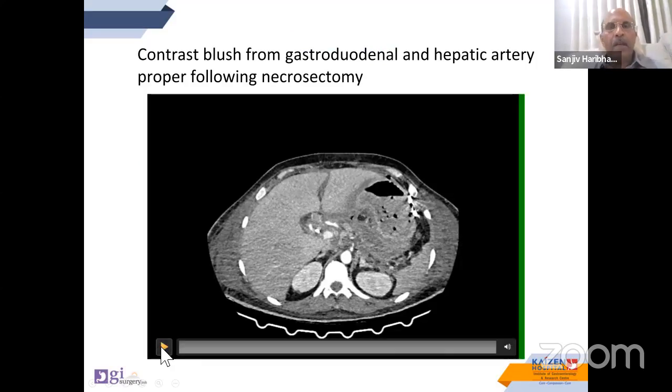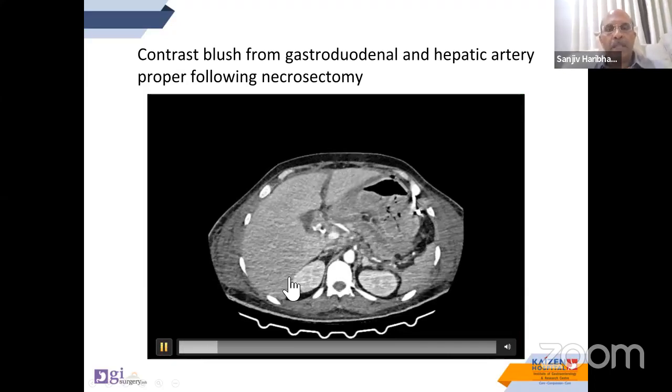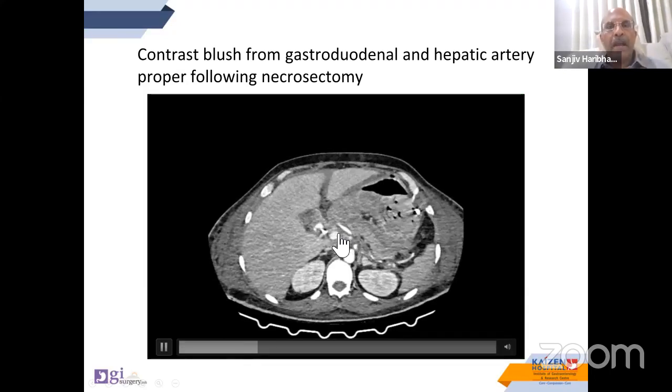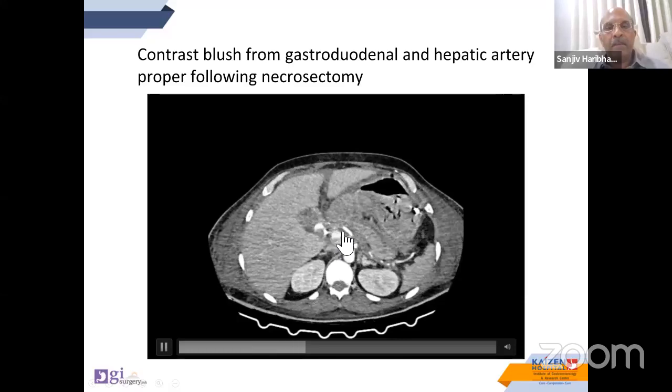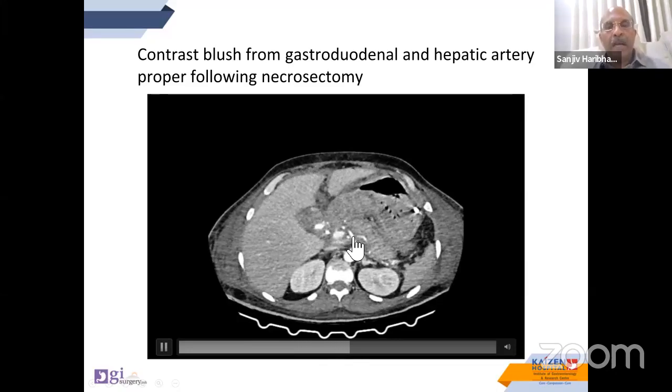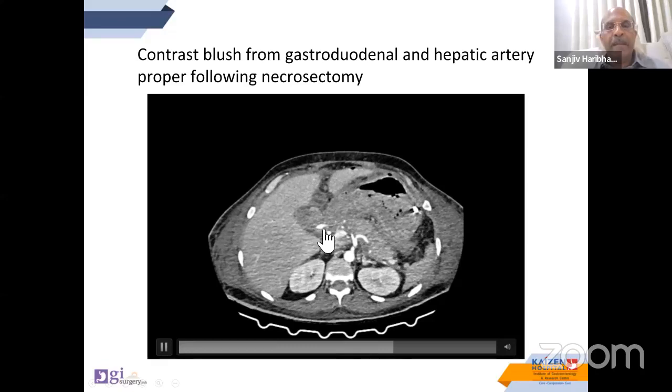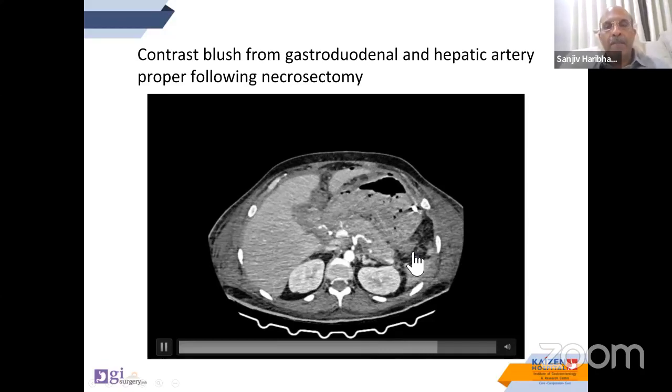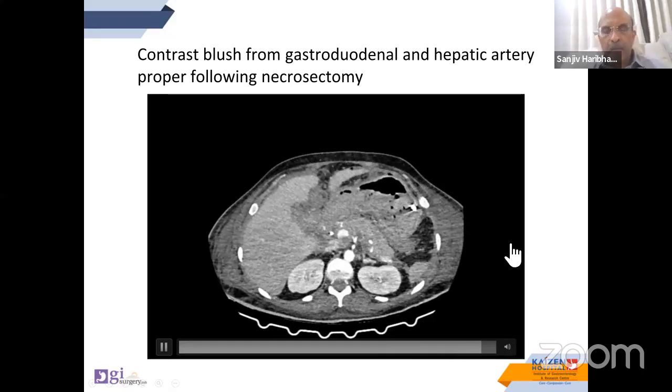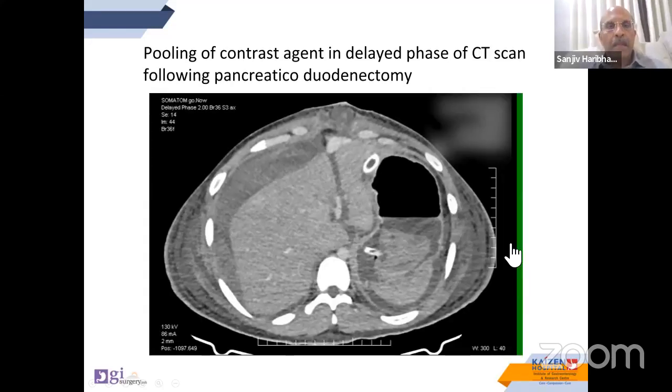So this was one of our recent patients who had a contrast blush from the gastroduodenal artery and the hepatic artery following a necrosectomy. There was a bleeding from the arterial pseudoaneurysm, which was bleeding here, and that was later embolized. So these are very important roadmaps to embolization.